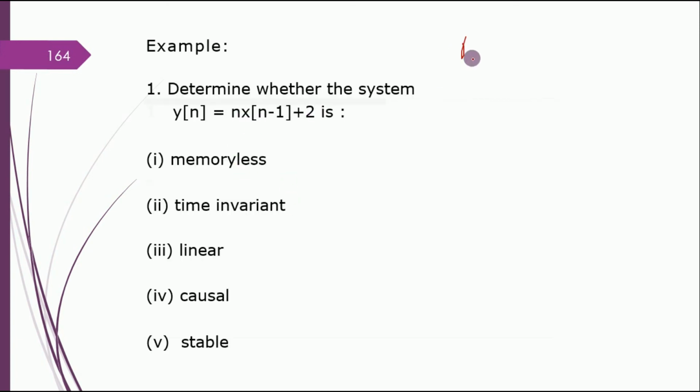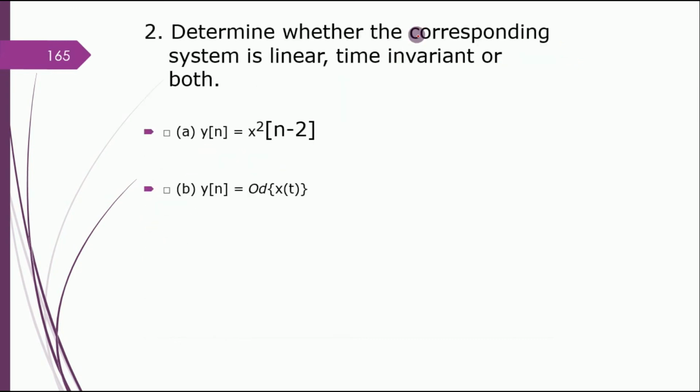So there are some assignments for you on linearity, on the properties of the system. Take it as an assignment. This is a given question. N into x of n minus 1 plus 2. Check whether it is memoryless, time invariant, linear, causal, and stable. Okay, so invertibility is not taken here. It is definitely not invertible. That's why. So x of n into x of n minus 1 plus 2 is the system given. Check for all the properties and come up with the answer.